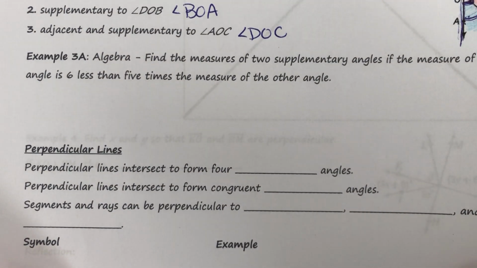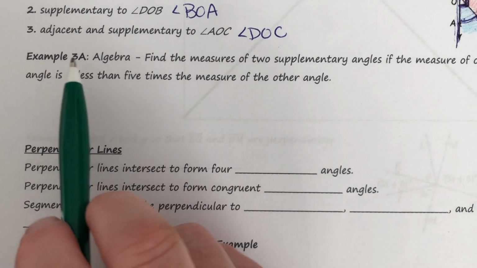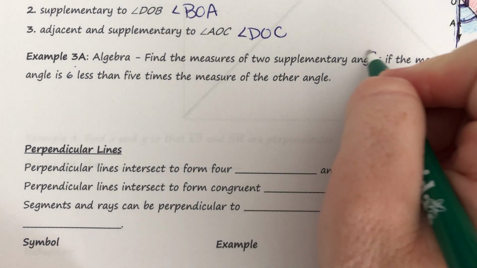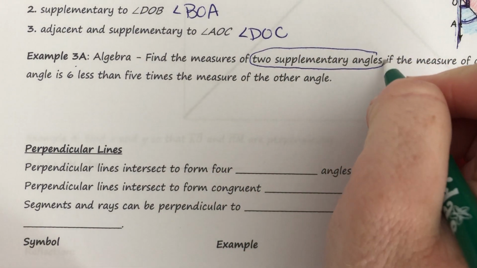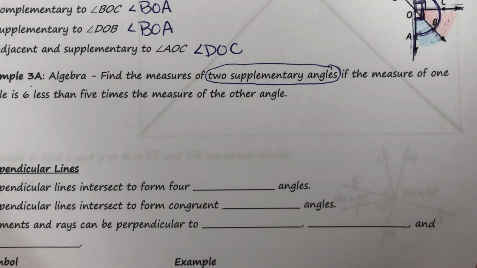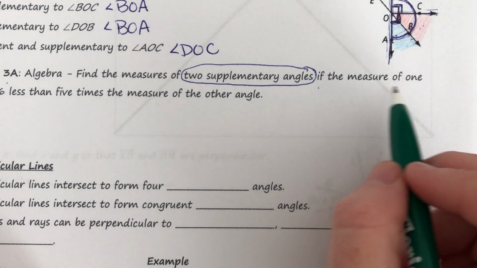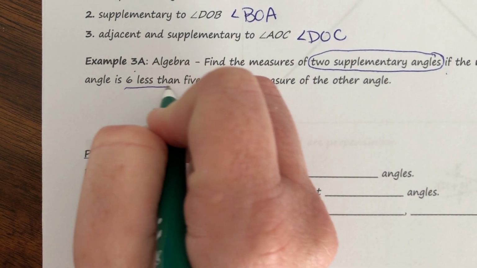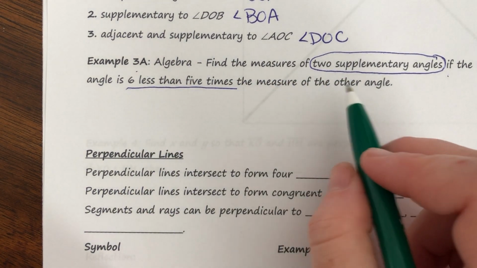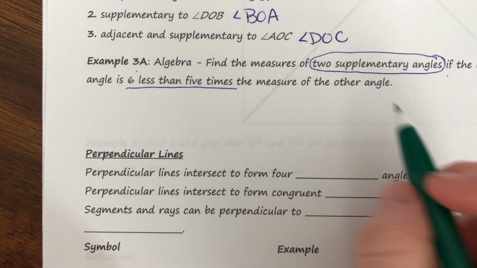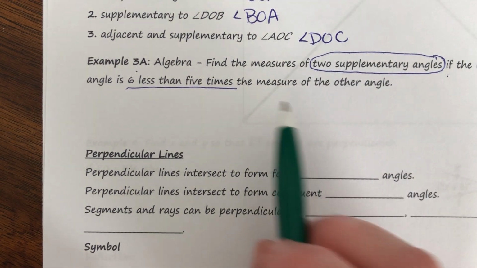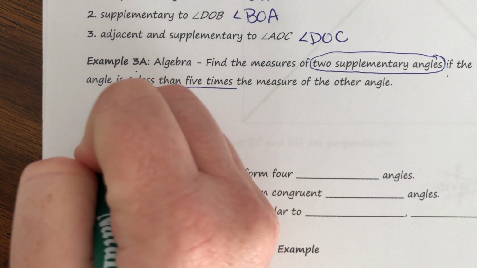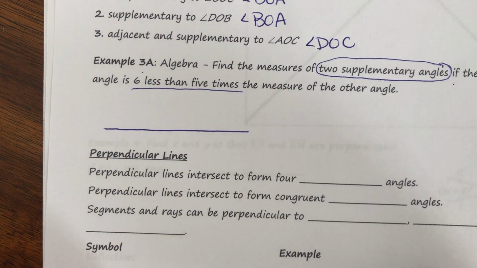Okay, next example. Says algebra. Ooh, exciting. 3A, find the measure of two supplementary angles. I always got to mark up what the question is so I don't lose track of stuff. Two supplementary angles if the measure of one angle is 6 less than 5 times the measure of the other angle. So I've got to find the measures of two supplementary angles. Two supplementary angles add up to a straight line.